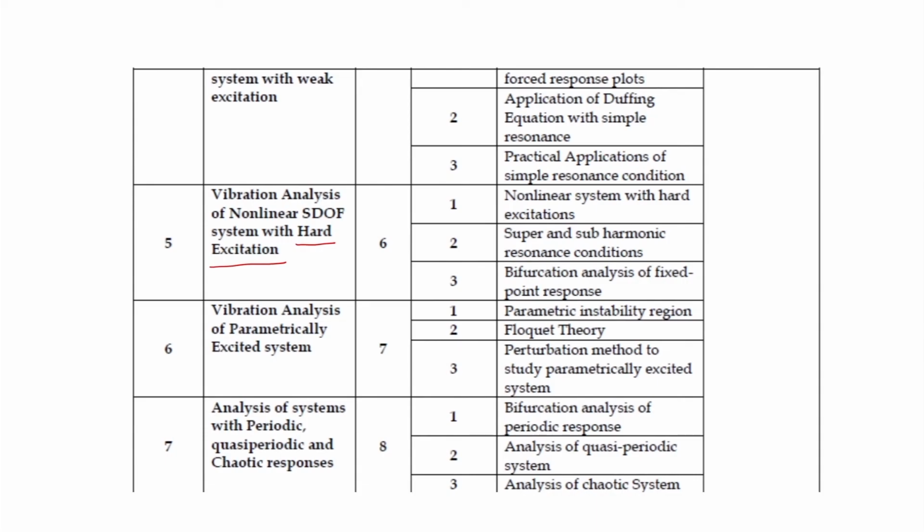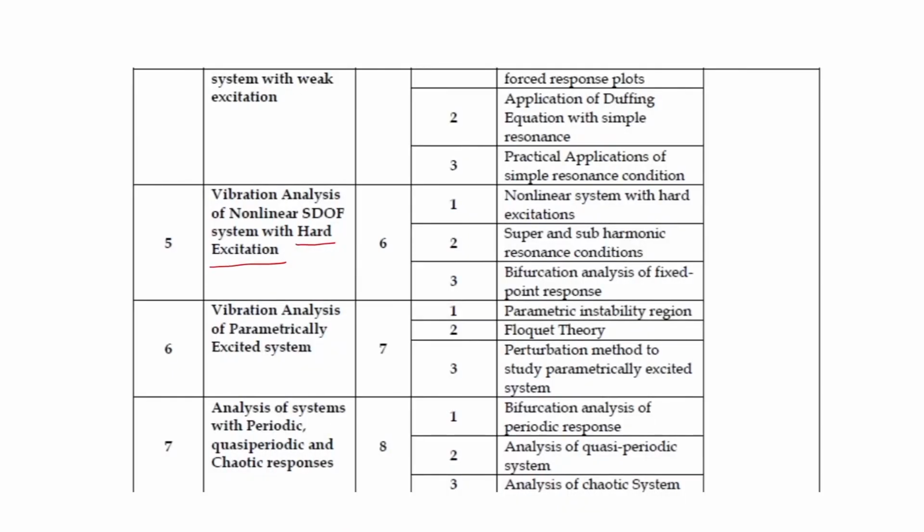Then in module 6 we are going to study the vibration analysis of parametrically excited systems. The systems we have studied before those are forced vibration systems, where resonance occurs when the external excitation frequency is nearly the natural frequency of the system. But in a parametrically excited system, resonance will occur only if the external frequency is twice the natural frequency or a combination of the natural frequencies. We are going to study the principal parametric resonance condition and combination parametric resonance conditions in this module.